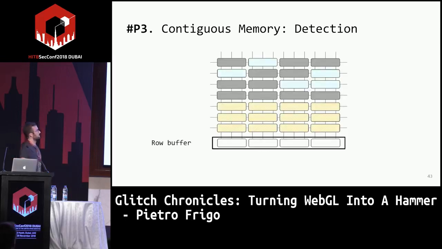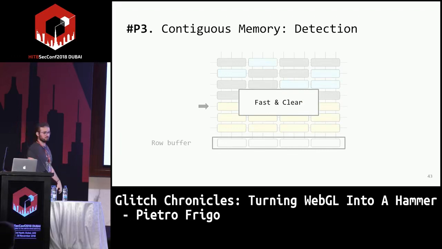What happens instead when the memory is contiguous, if you want to access 3 consecutive pages, is simply you get this row, bring it to the row buffer, and then touch them all, and then send it back. And this provides you with a very fast and clear signal. So you can clearly distinguish between the two different access patterns.